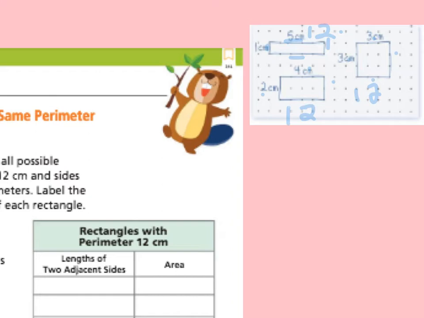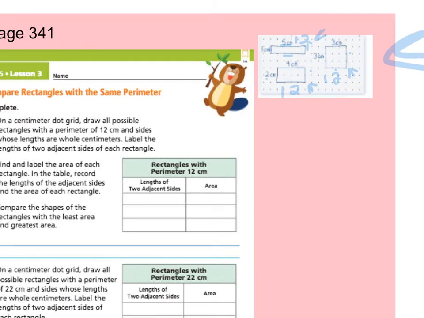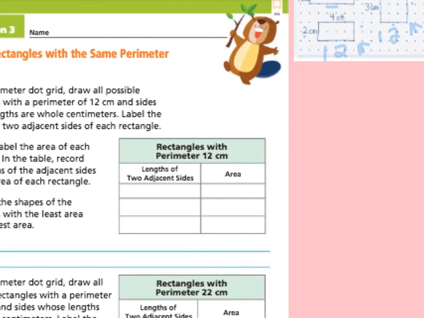Now, 3 very different shapes. We have a perfect square, a 3 by 3. We have a 4 by 2 rectangle, and then we have this kind of long, skinny rectangle, a 5 by 1. Now, if we were to find the area of all of these, I'm just going to write the lengths of the 2 adjacent sides into our grid here. So we have 1 and 5, we have 2 and 4, and we have 3 and 3, and those are all in centimeters.